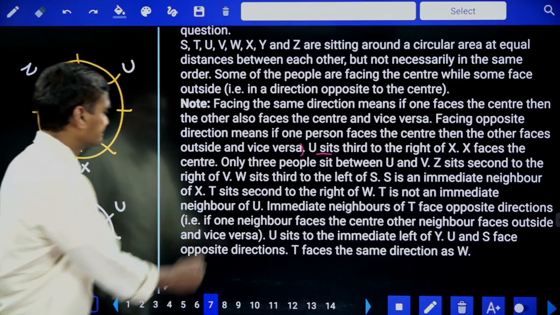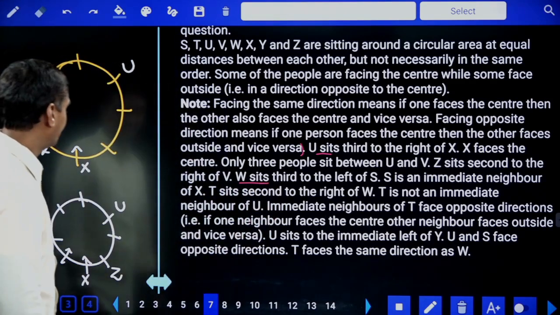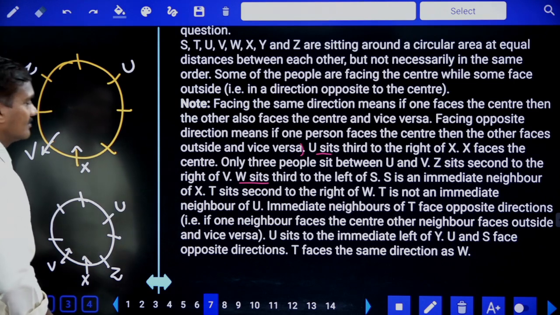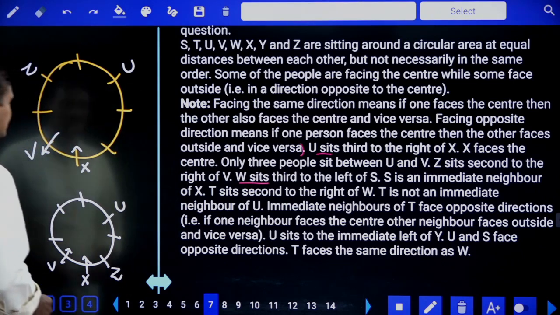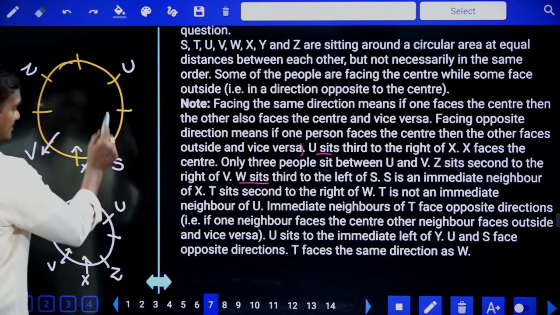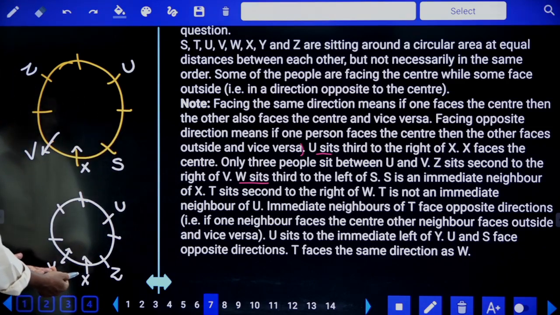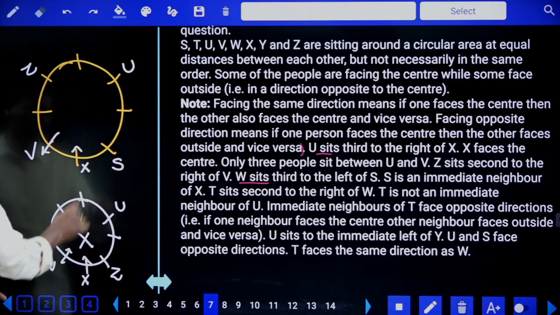And next one, w sits out to the left of s. W is out to the left of s. S is an immediate neighbor of x. Here it is not possible. This case is completely ruled out.